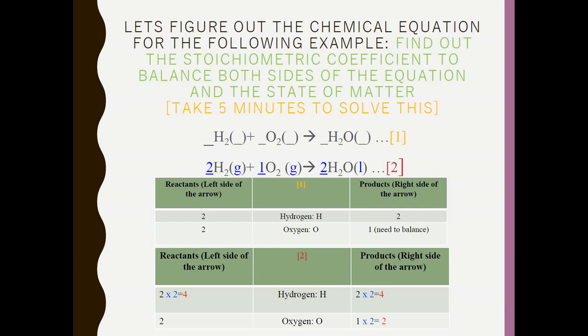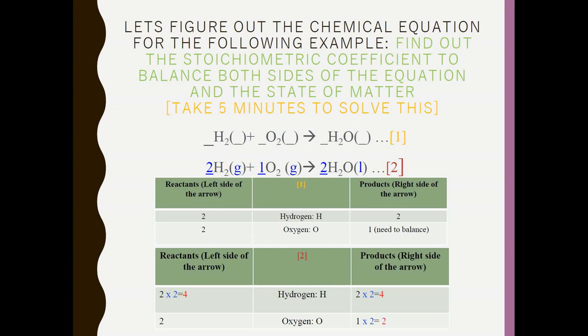Now what you can do is go back in the equation, and on the left side, you can multiply the H2 by another 2. So you can write down a 2 in front of the H2. So you're going to have 2 times 2, 4. So now the equation is balanced. The answer is going to be 2H2 plus 1O2 goes to, or yields, or produces 2H2O.